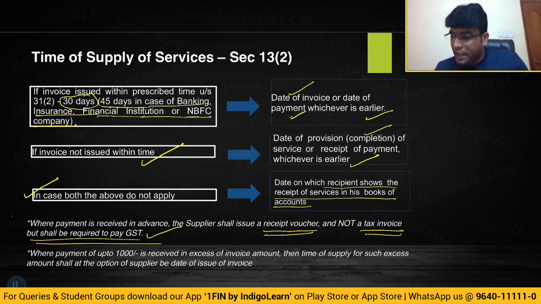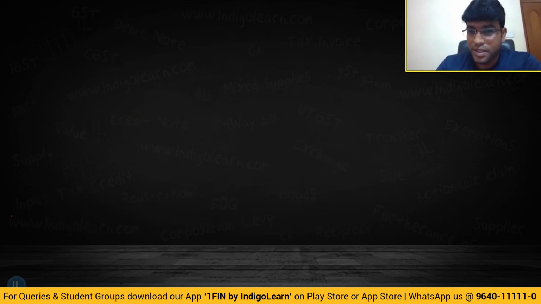Next. Where payment of up to 1,000 is received in excess of invoice amount, then time of supply for such excess amount shall, at the option of the supplier, be the date of issue of invoice. What does that mean? Let me tell you. See now, sir. Let's say there is Airtel.